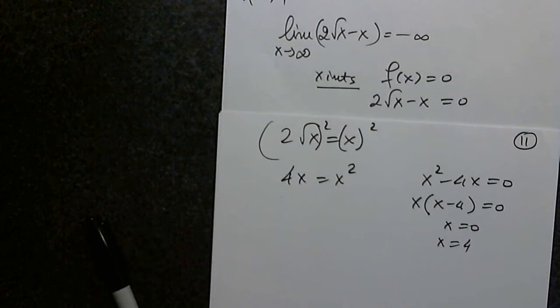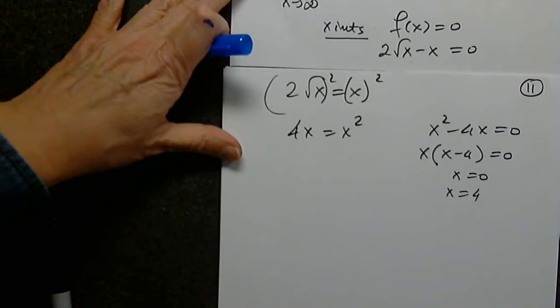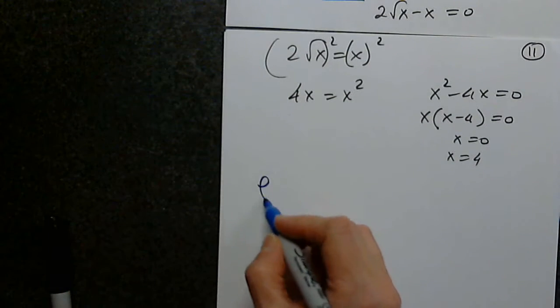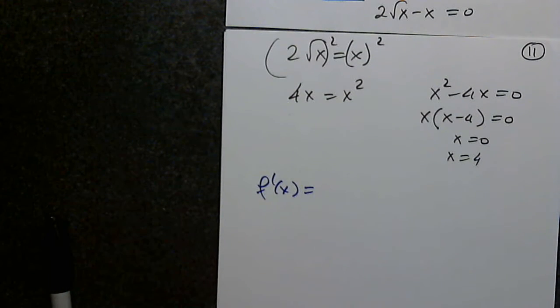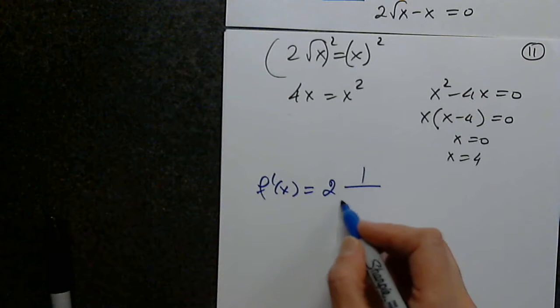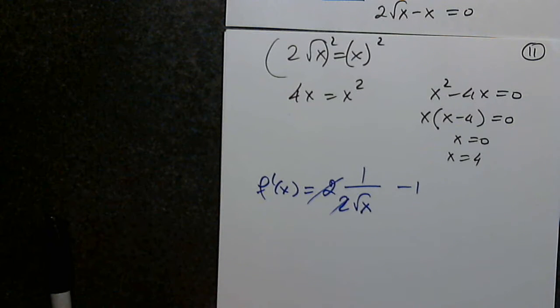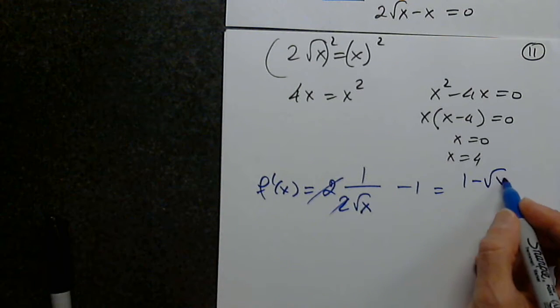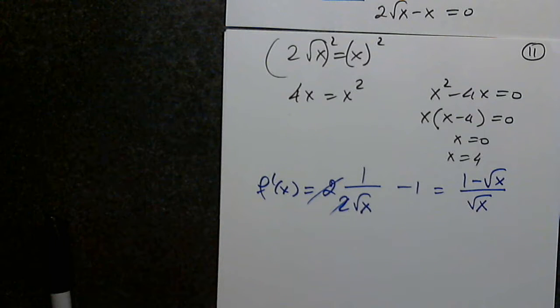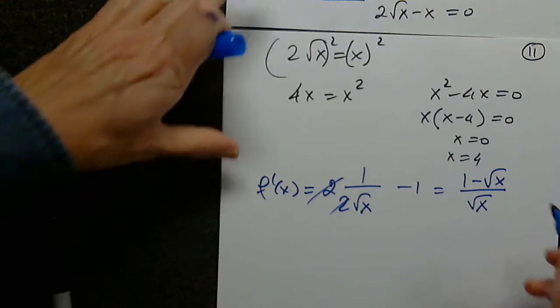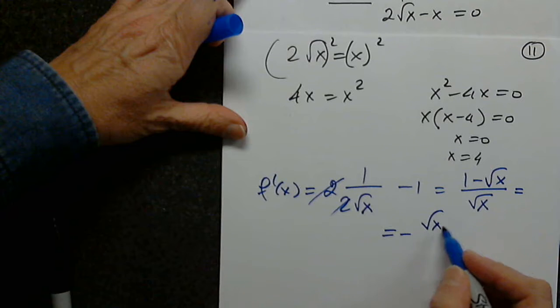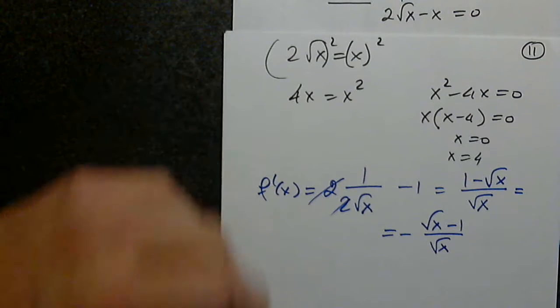Okay, so now you're going to determine what? Perfect. Okay, so when you're ready with the derivative, let me know. So 2, 1 over 2 the square root of x, and then minus 1. Remember, it's 1 minus the square root of x over the square root of x. This is extremely important to change it into a ratio. Yes, I will factor out negative 1, negative the square root of x minus 1 over the square root of x.